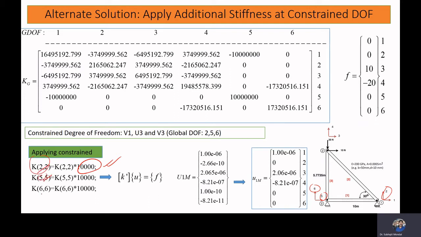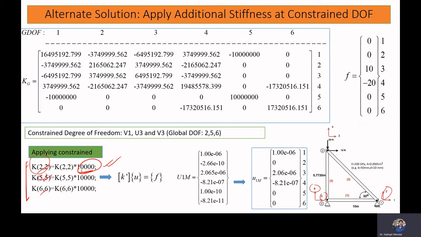So here 2, 2, 5, 5, and 6, 6. Basically, we are enhancing the stiffness corresponding to the diagonal terms. To the value we had, we add 10,000, so we enhance the stiffness by 10,000 corresponding to the constrained degrees of freedom, on the diagonal terms of the stiffness matrix. Now once we enhance the stiffness, that degree of freedom will have less deformation, and we can solve it.